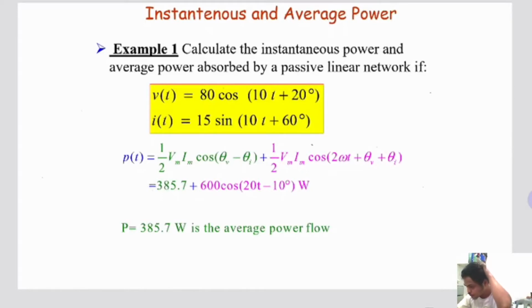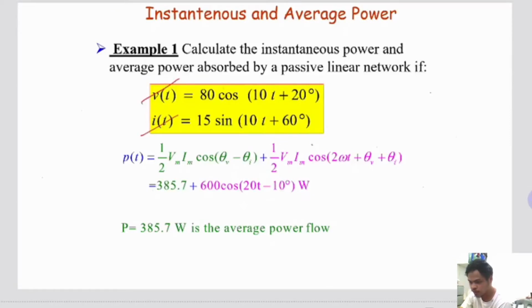Take for example, we have to calculate the instantaneous power and average power absorbed by a passive linear network. We have here an equation for our voltage, and we have a sine function for current. Now, to apply the formula, we have to convert everything into cosine form. Since the current is given in sine form, we have to convert this first into a cosine function.